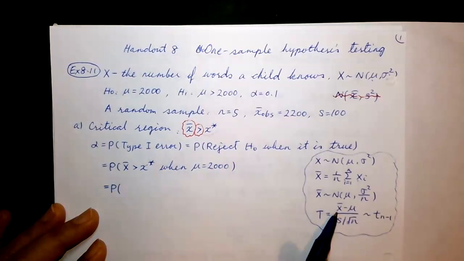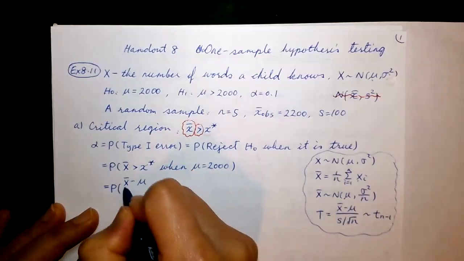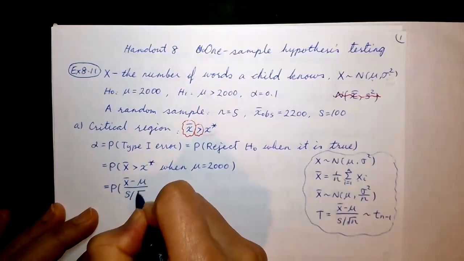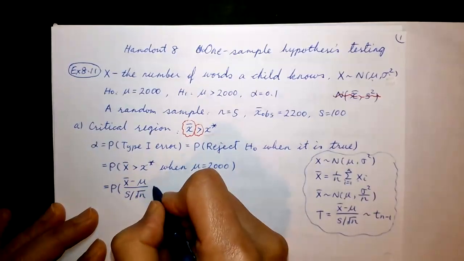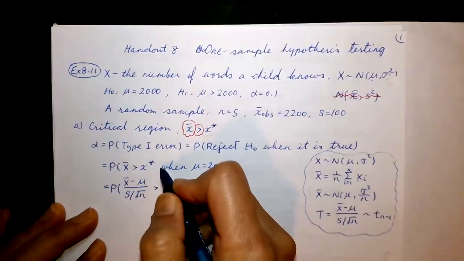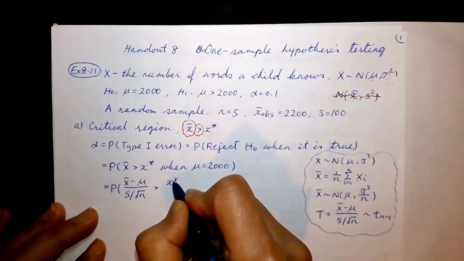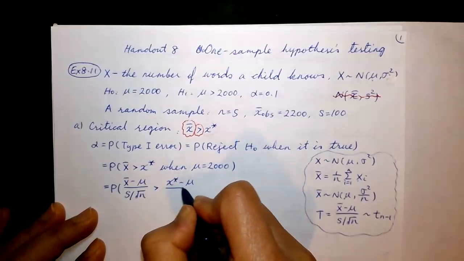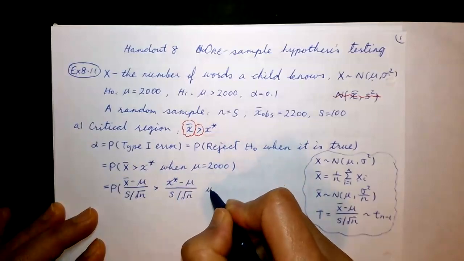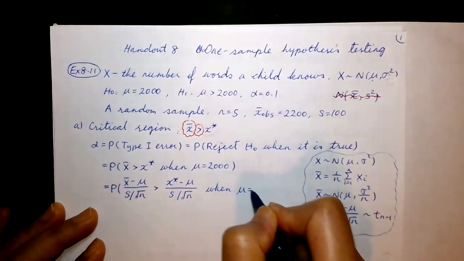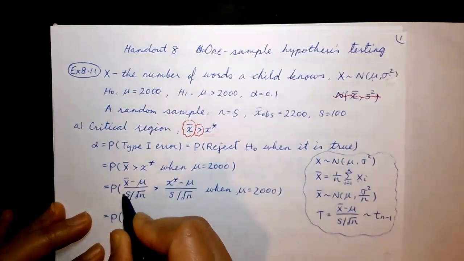Now, the variable X bar: the left-hand side is changed to a T. You do the exact same for the right-hand side. This X bar would be a number, a treat. In the same way, don't forget the condition when mu is 2000.